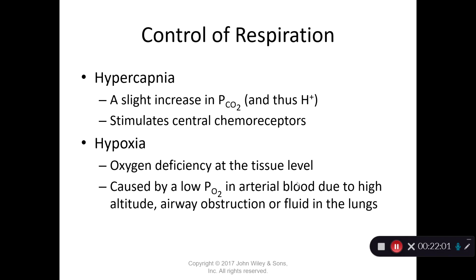Hypercapnia refers to a slight increase in the CO2 levels, thus an increase in hydrogen ions. Hypoxia refers to a lack of oxygen in your tissues. You have low pressure of oxygen in your arteries. You're going to take an arterial stick to monitor this if it gets really bad, if you have obstructions and all that stuff.